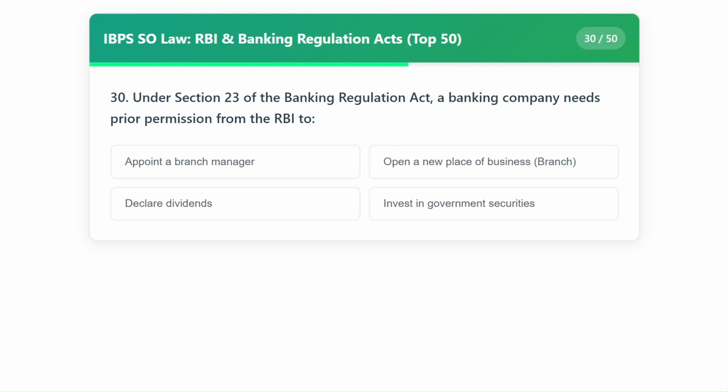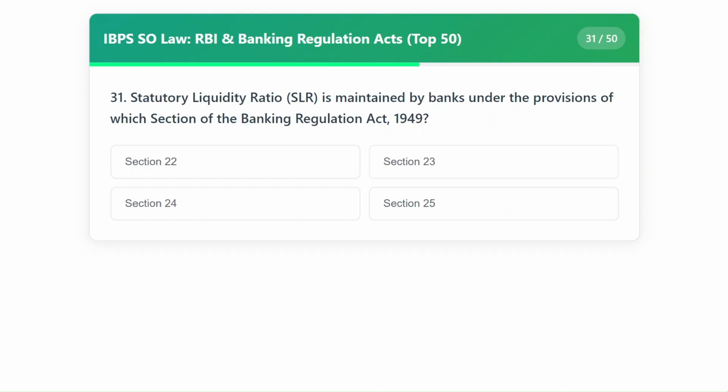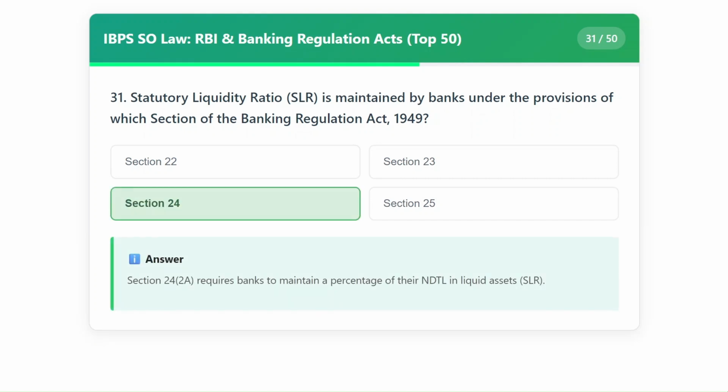Under Section 23 of the Banking Regulation Act, a banking company needs prior permission from the RBI to open a new place of business. Statutory liquidity ratio is maintained by banks under the provisions of which section of the Banking Regulation Act 1949? Section 24.